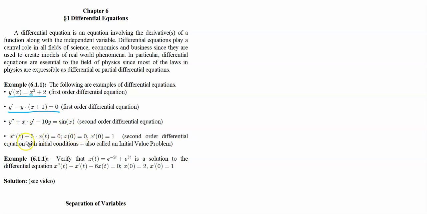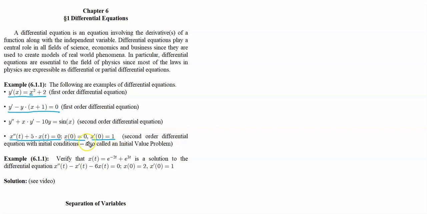And now down here we have another second order differential equation. The independent variable in this case is t, and the function is x of t. So notice we have x double prime plus 5 times x equals 0. So we might like to solve this for the function x. And we also have over here some initial conditions. This states that x of 0 is supposed to be 0. And the derivative of x when t is equal to 0 is supposed to be 1.